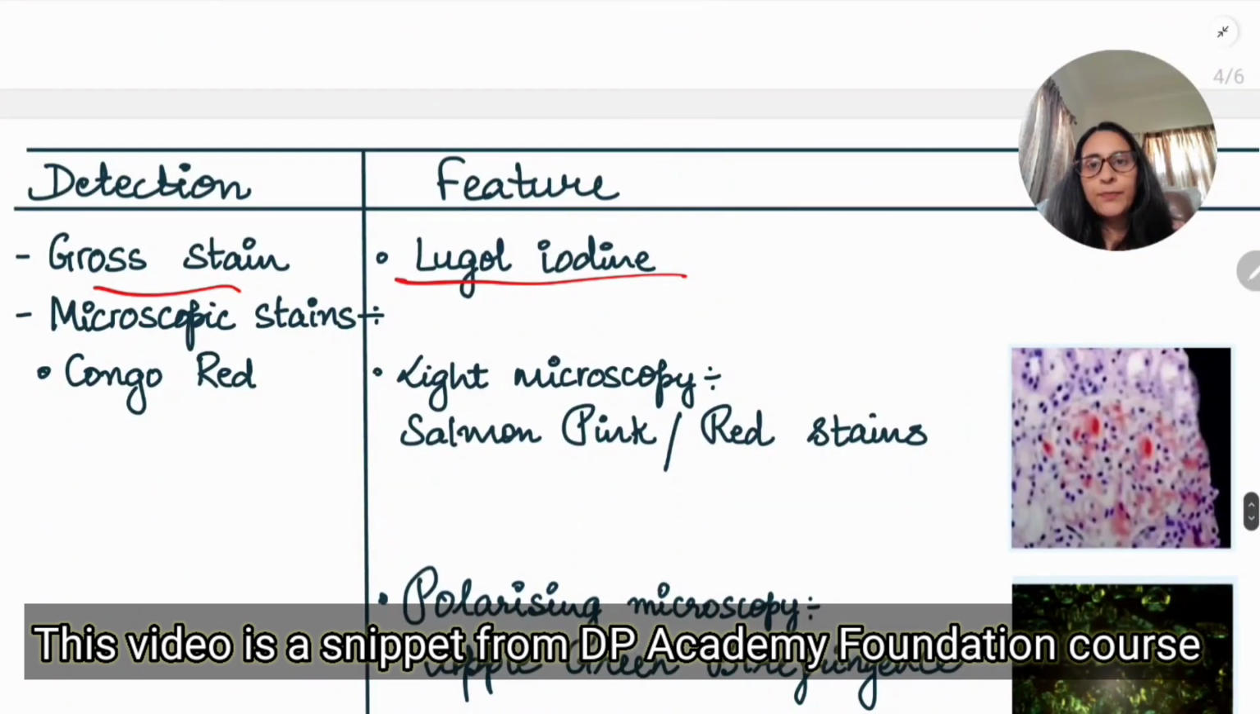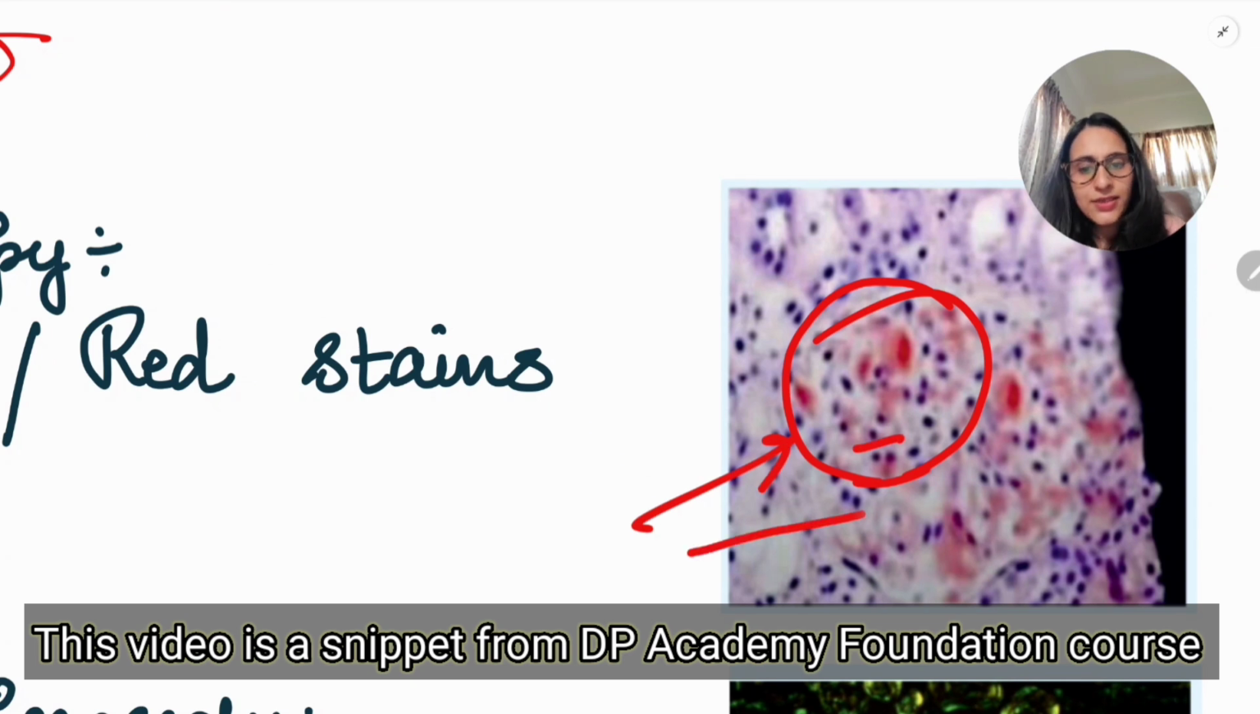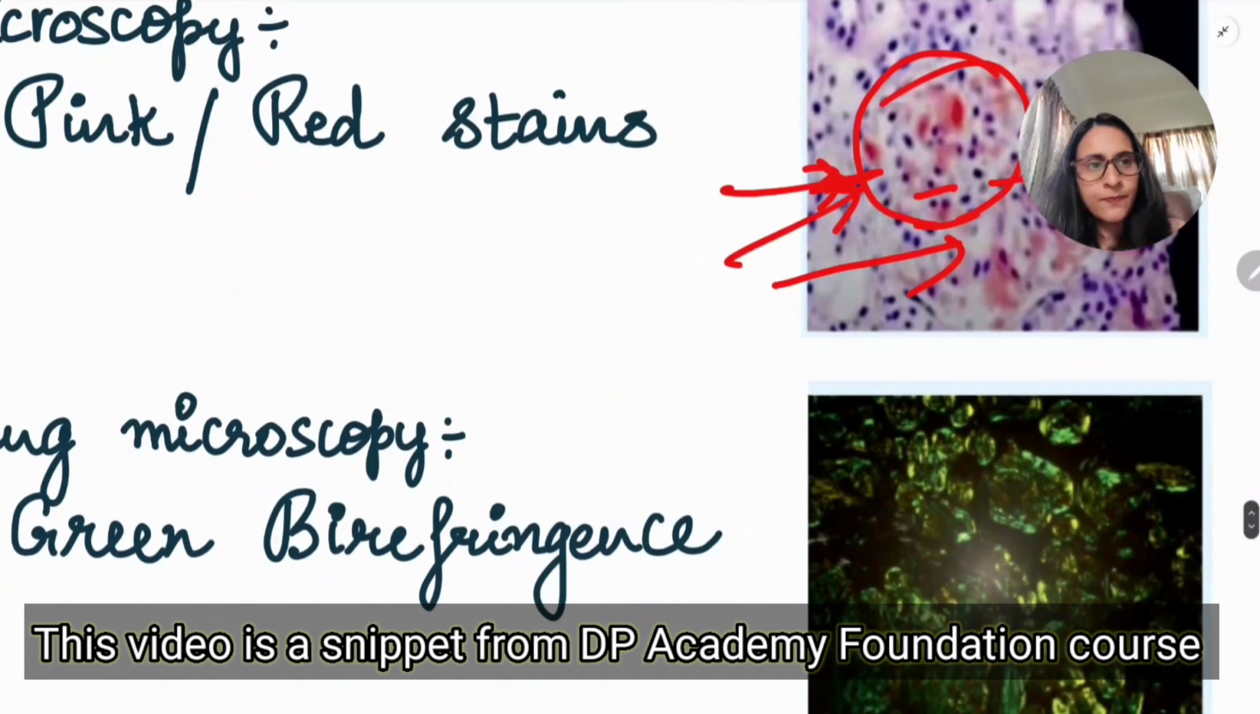Coming to microscopic staining. Gross staining we have done: Lugol's iodine will give mahogany color, and if you add sulfuric acid on top of that, it will give you blue color. Coming to microscopic staining on the light microscope, this gives a salmon pink color. All the fish lovers can understand this and can actually remember this. The salmon pink color or red stains are seen as the amyloid deposition. The best stain is the Congo red stain, and it gives red stain or salmon pink color stains.